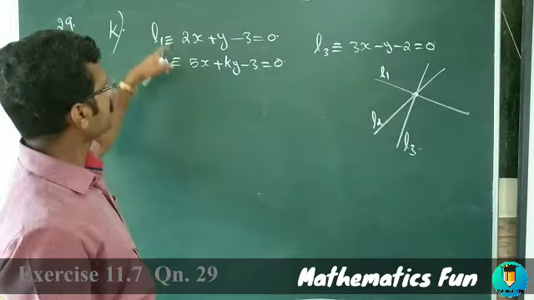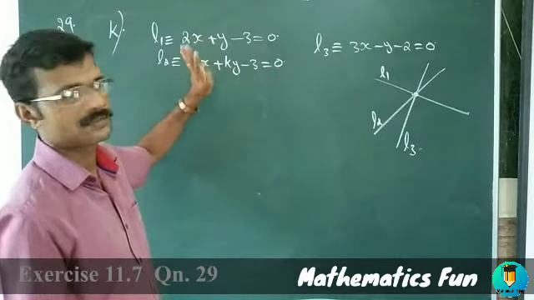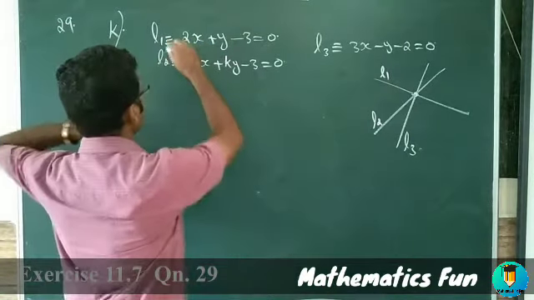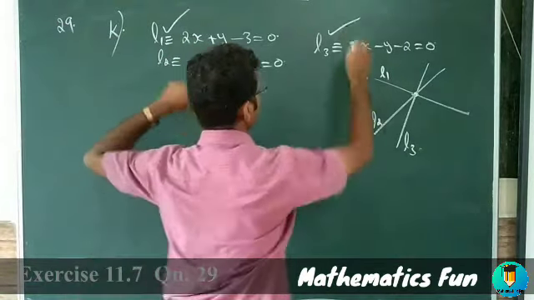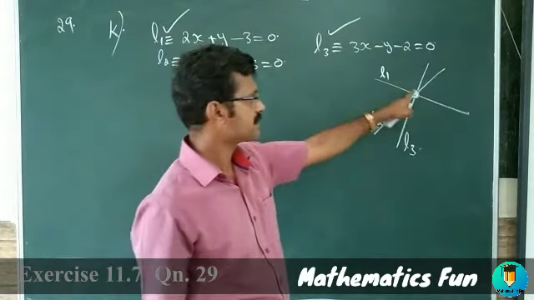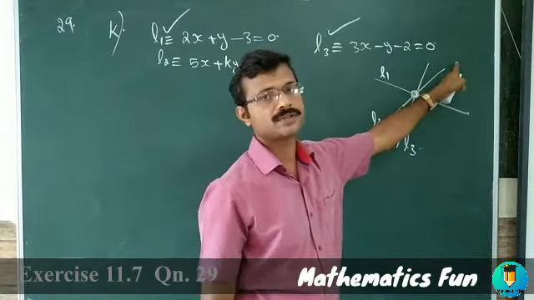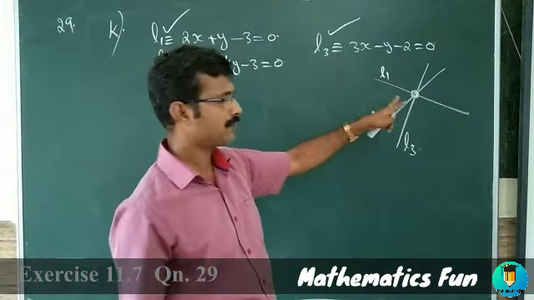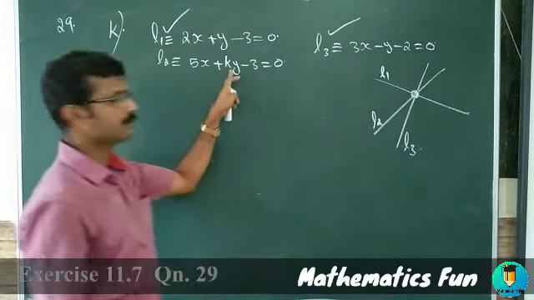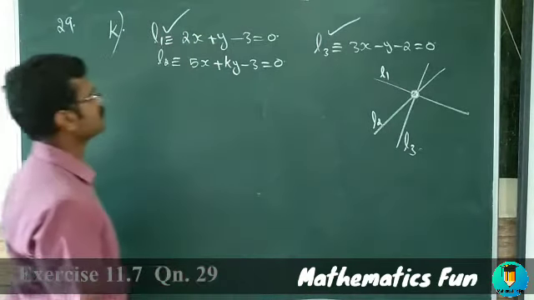Now if you look at L1 and L3, there is no k. So it is easy to solve L1 and L3 simultaneously. If we solve L1 and L3 simultaneously, we will get a point, and this point is a point on L2 also. Therefore if you substitute that point in L2, you will get the value of k. So we will solve L1 and L3 simultaneously.